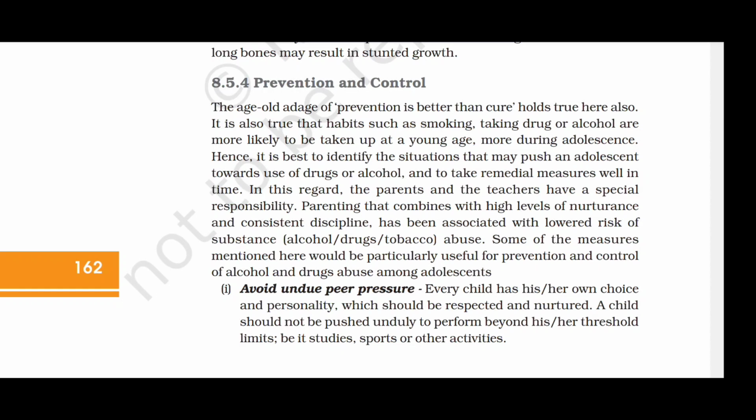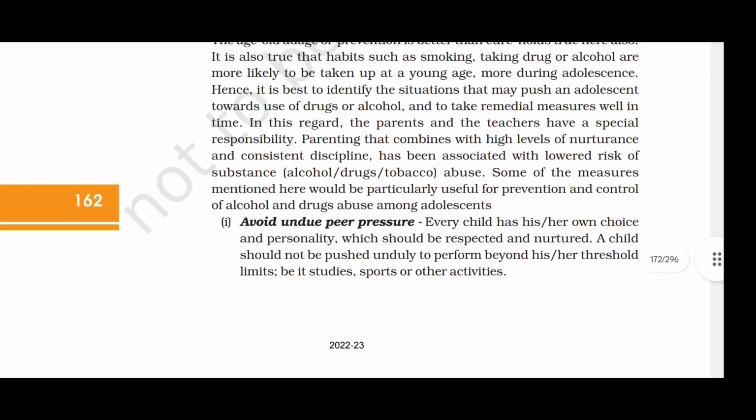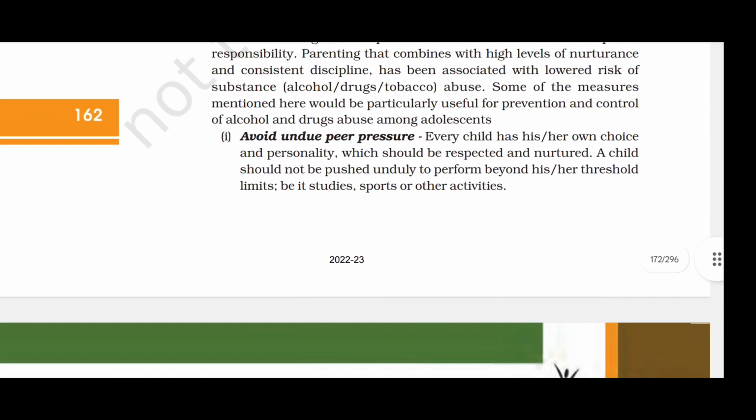In this regard, the parents and the teachers have a special responsibility. Parenting that combines high levels of nurturance and consistent discipline has been associated with lowered risk of alcohol, drugs or tobacco abuse. Some of the measures mentioned here would be particularly useful for prevention and control of alcohol and drug abuse among adolescents. First, avoid undue peer pressure.